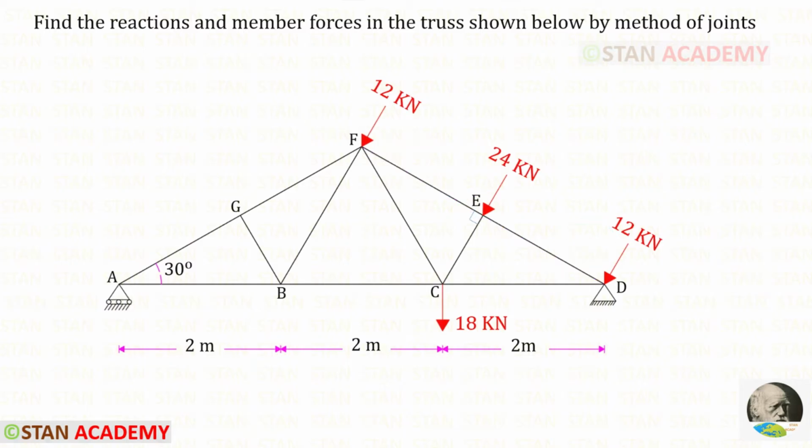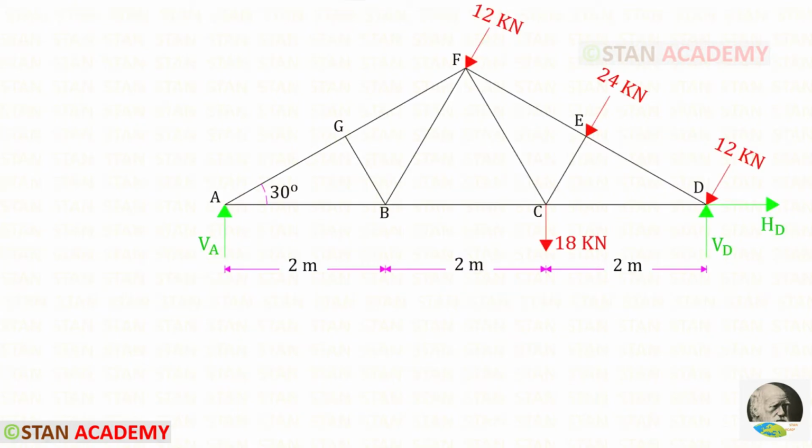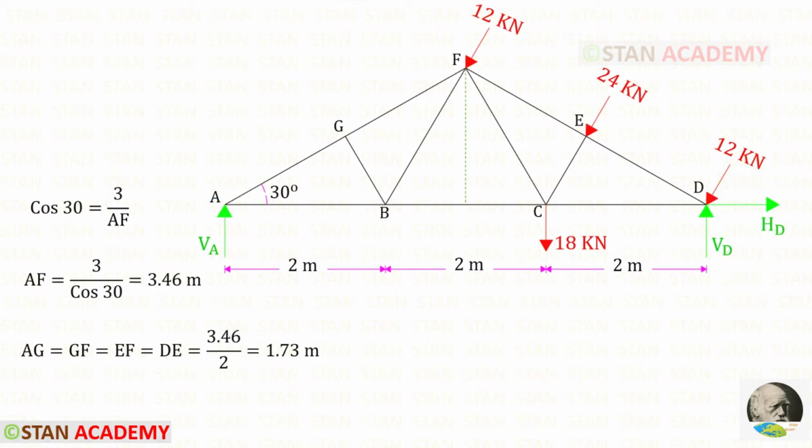At point A, there is a roller support, and at point D, there is a hinged support. We know that in the roller support there will be only one reaction, and in the hinged support there will be two reactions. From the point F, let us make a line like this.